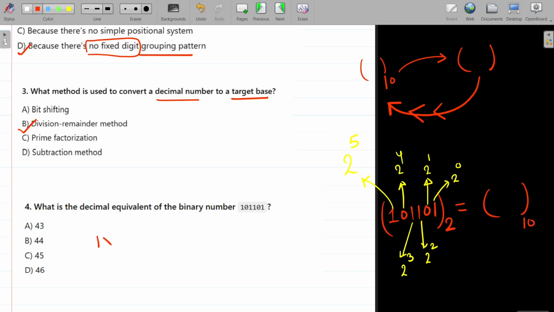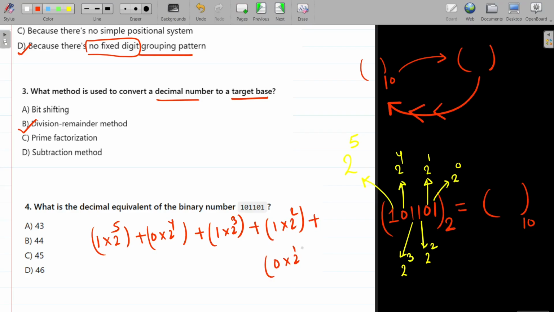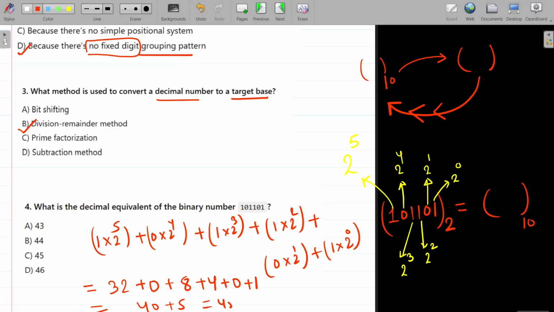So I can write 1 0 1 1 0 1 as 1 into 2 raised to power 5 plus 0 into 2 raised to power 4 plus 1 into 2 raised to power 3 plus 1 into 2 raised to power 2 plus 0 into 2 raised to power 1 plus 1 into 2 raised to power 0. So see, 2 raised to power 5 is 32, this is 0, this is 8 plus 4 plus 0 plus 1. So see, 32 plus 8, that is 40, plus 5, that is 45. So the answer should be C, that is 45.